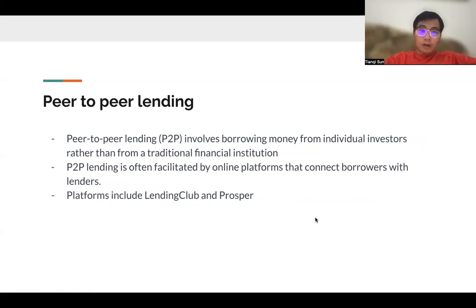And now we move on to peer-to-peer lending. You definitely have heard the term P2P. That means peer-to-peer. It means borrowing money from individual investors rather than from a bank. This lending is facilitated by online platforms that connect the borrowers with lenders. So unlike crowdfunding, this is just a specific single entity, and usually it's larger sums of money than crowdfunding. If you're trying to go this route, you can consider Lending Club and Prosper. Those two are the platforms for this.